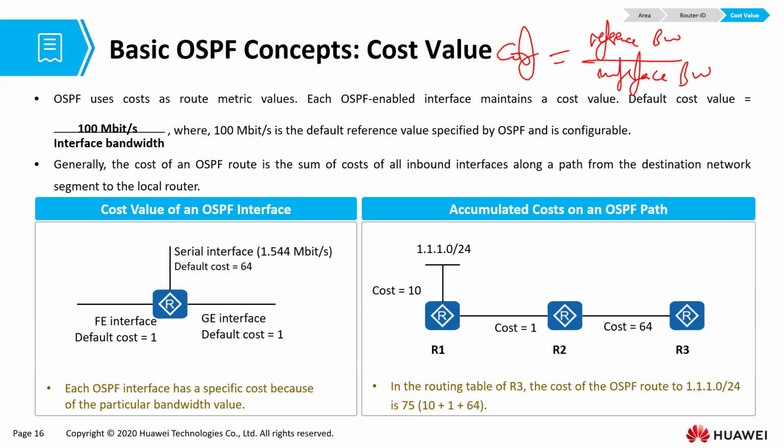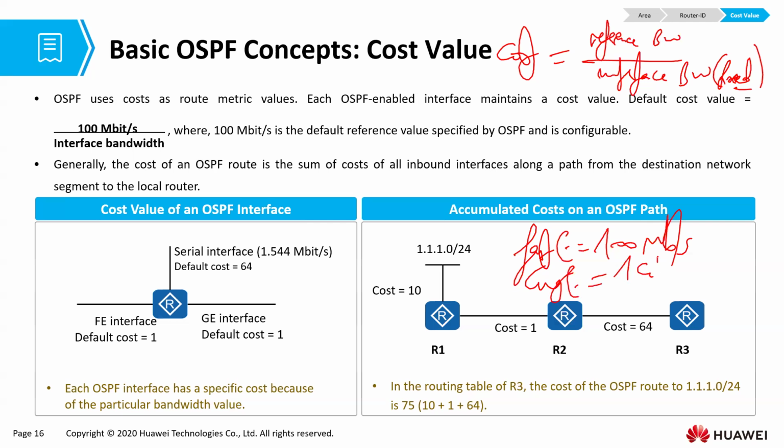This interface bandwidth is fixed for any given interface. If you have a Fast Ethernet interface, its bandwidth is 100 megabytes per second. If you have a Gigabit Ethernet interface, its bandwidth is 1 gigabyte per second. However, the reference bandwidth, we can play around with it. It can be configured. It can be changed. It's just a reference. By default, its value is 100 megabytes.